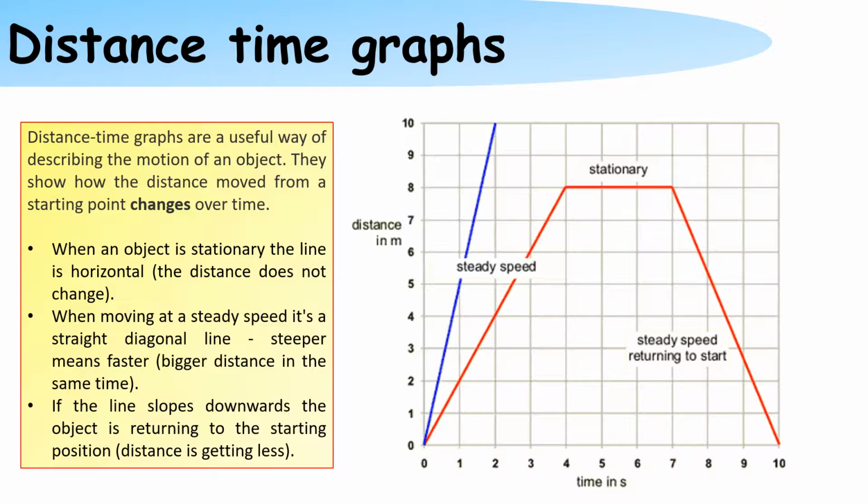If we have a distance time graph, we can work out the speed that an object is travelling at. We can do this by working out the gradient of the line. So for instance, on this graph, it takes 4 seconds for the object to travel 8 meters. The equation for working out speed is distance divided by time, so 8 divided by 4 means that the object is moving at 2 meters per second in the first 4 seconds of the graph.